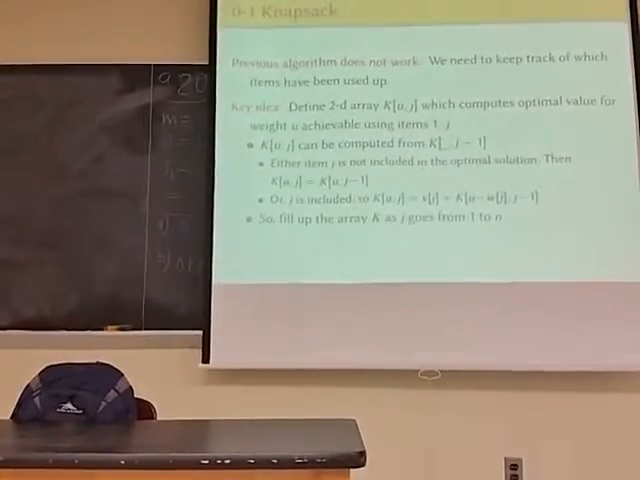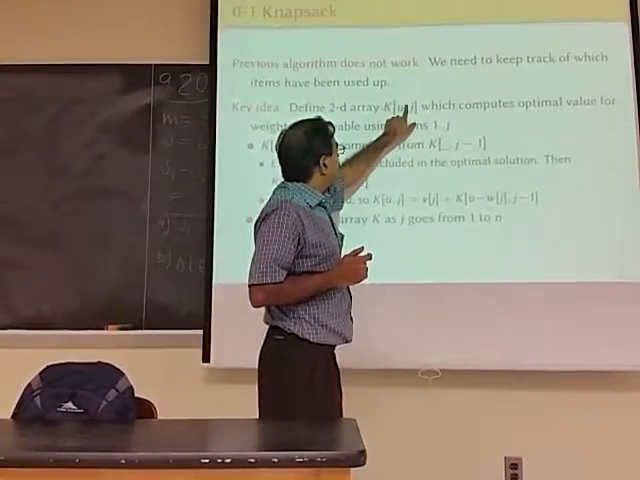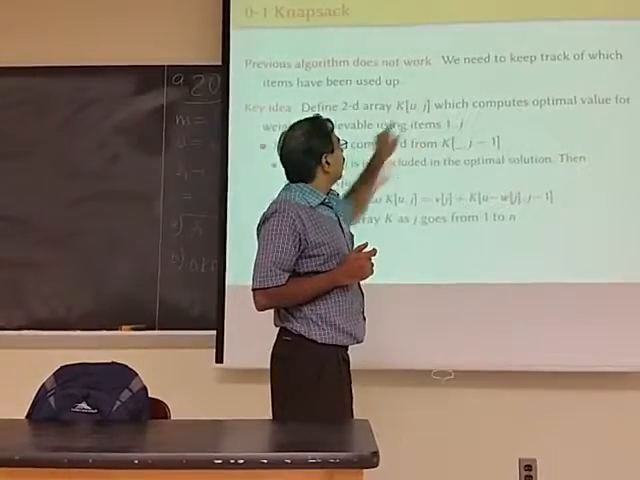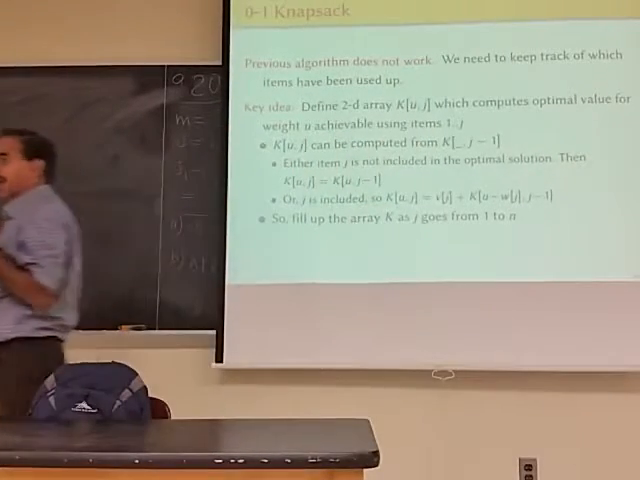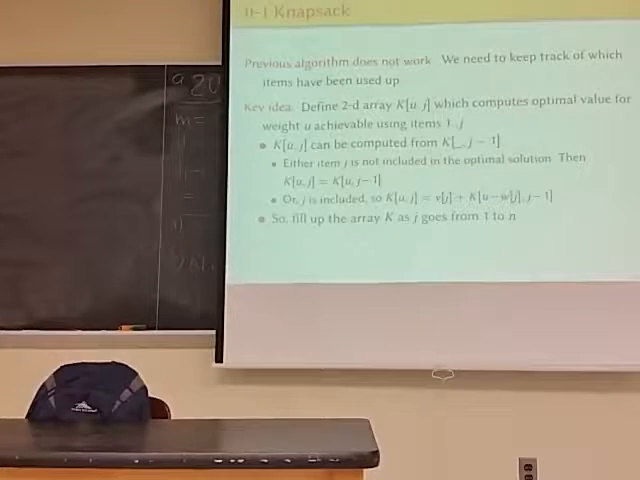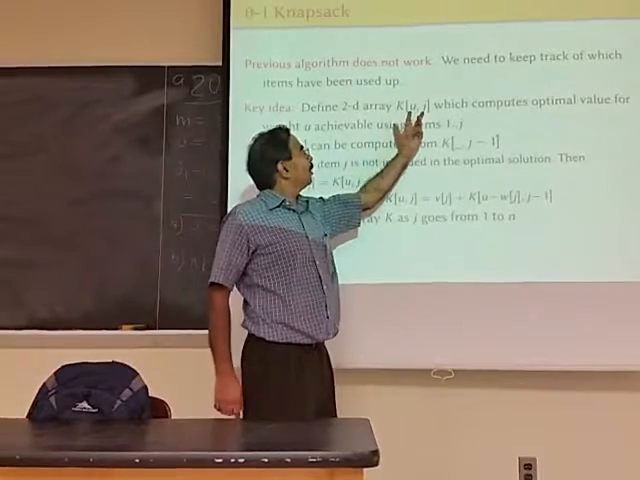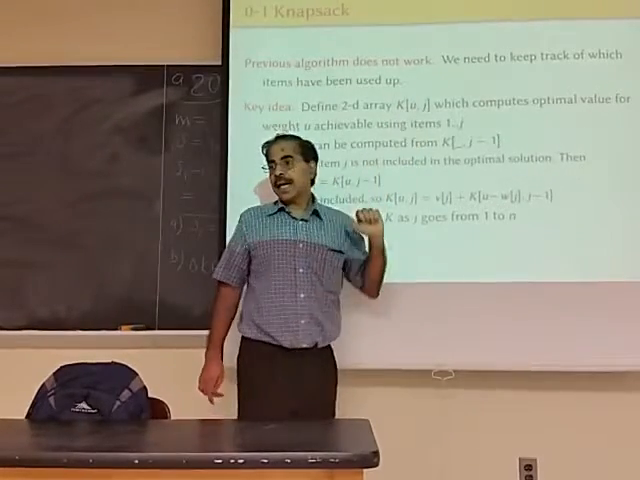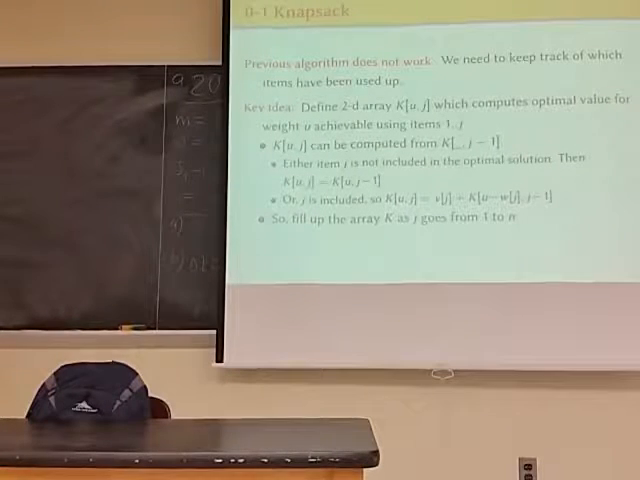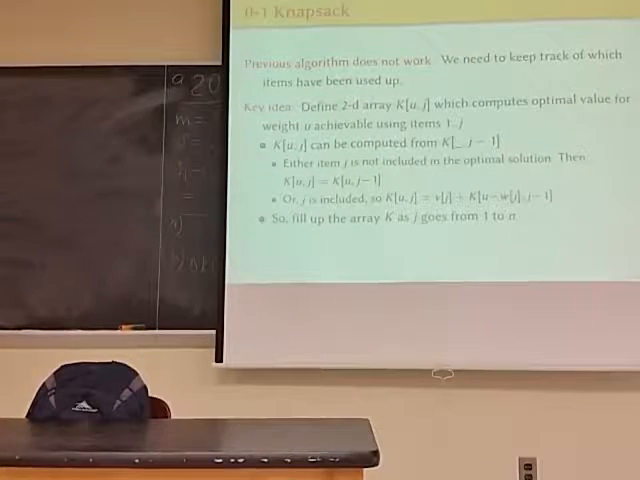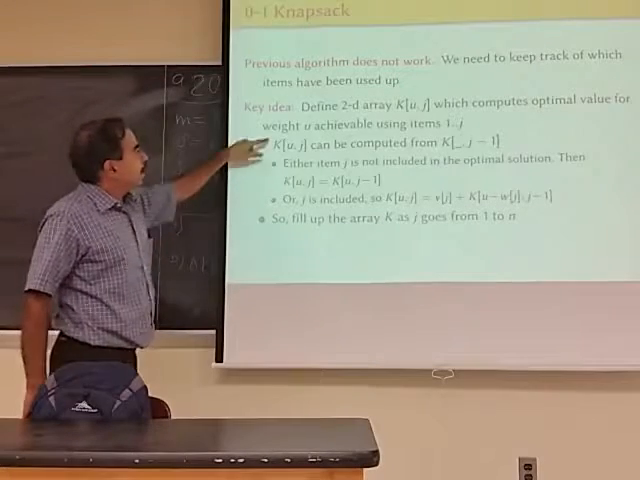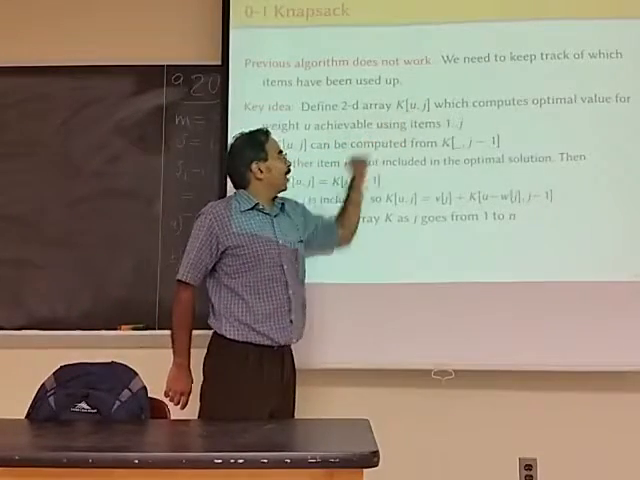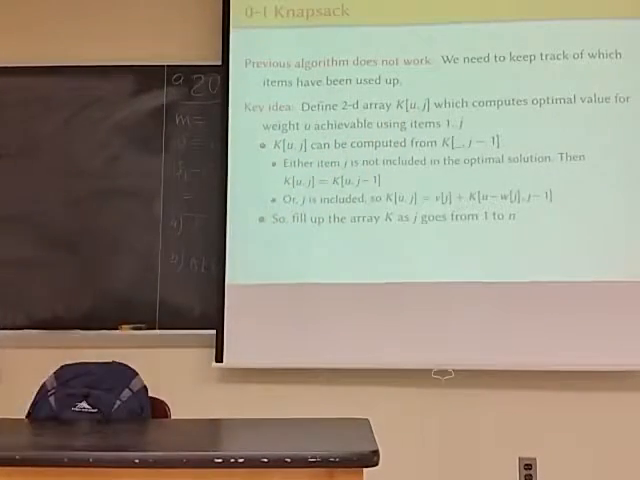Okay, so K of u comma j means: I can load my knapsack up to the weight of u, and I am allowed to pick only items 1 through j. Give me the optimal solution under those constraints. My knapsack can hold only the weight of u, and only items 1 through j. Under those constraints, give me the best value that is achievable.